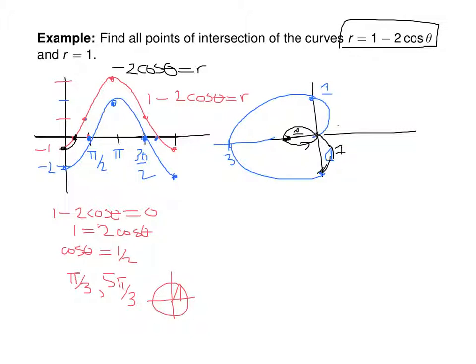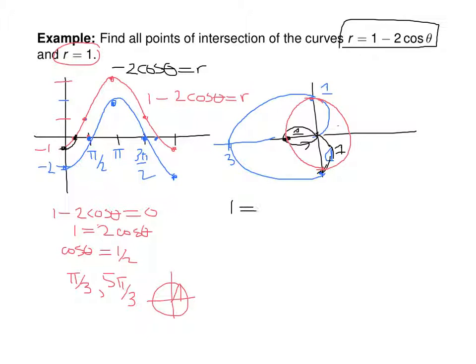Now the curve r equals 1, it's an easy one, a circle of radius 1. So there we go. And you can see from the picture that there are 3 points of intersection. Let's see how many we find when we set the curves equal to one another.